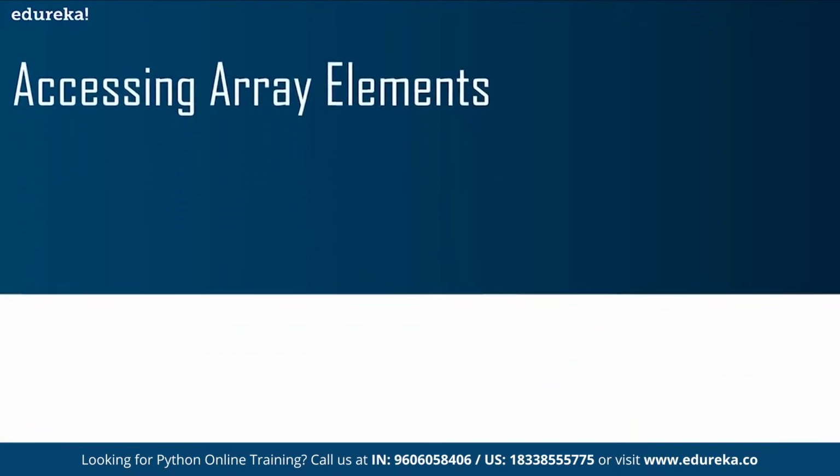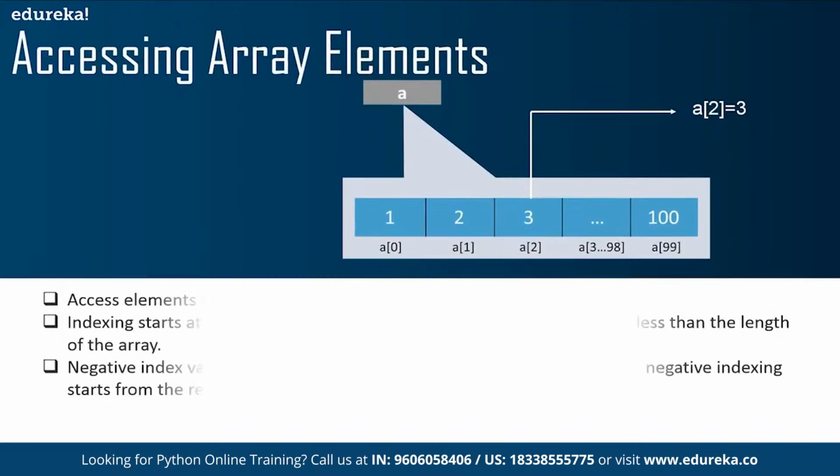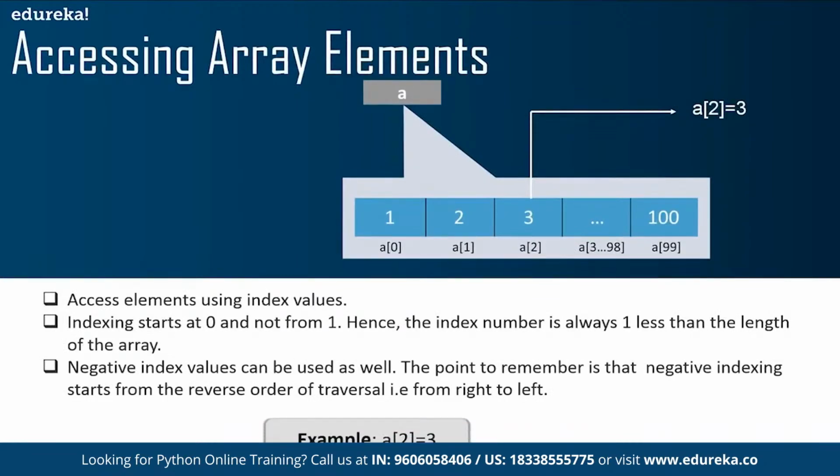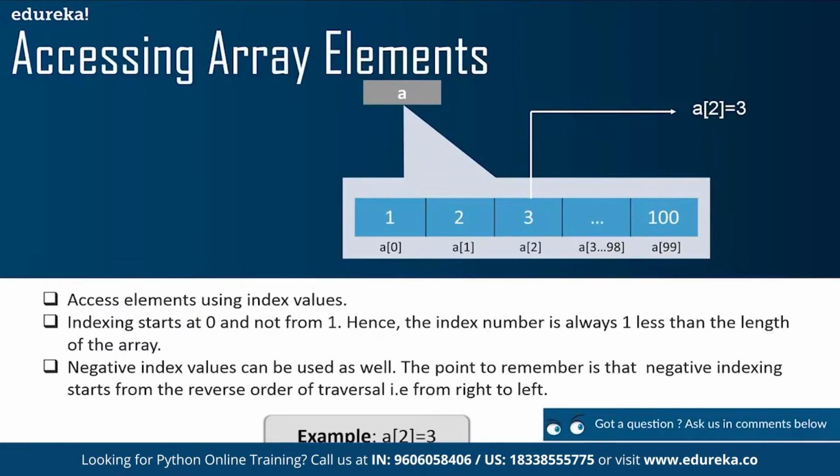To access array elements, you'll have to make use of the index values. Each index value holds a unique element. Like I've told you before, indexing starts from 0 and not from 1. So therefore, A of 0 holds 1, A of 1 holds 2, and so on. This is the normal traversal order which starts from the left-hand side and moves towards the right-hand side.